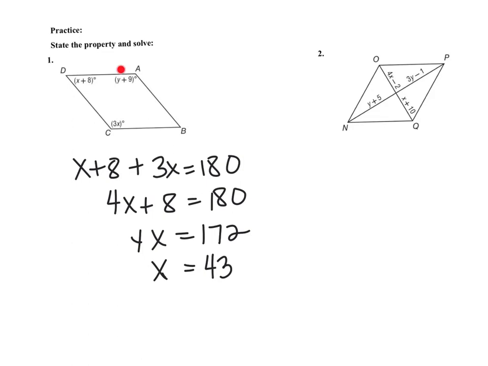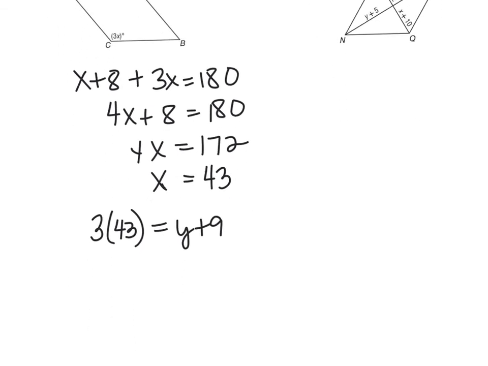Then I can solve for the y by plugging this x value in here or here. So if I did these two, it would be the consecutive angles are supplementary again, or I could do these two where opposite angles are congruent. So I think I'll do the opposite angles are congruent. Set up the equation 3 times 43 equals y plus 9. So this is 129 equals y plus 9, and then I subtract 9 from both sides. Y is equal to 120.